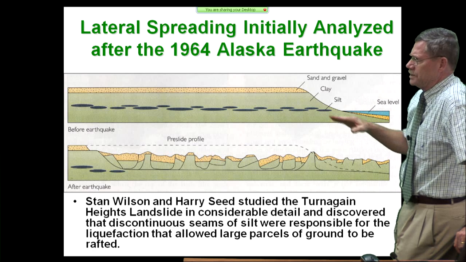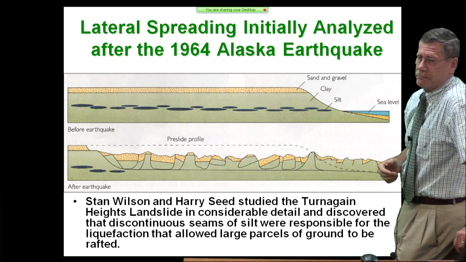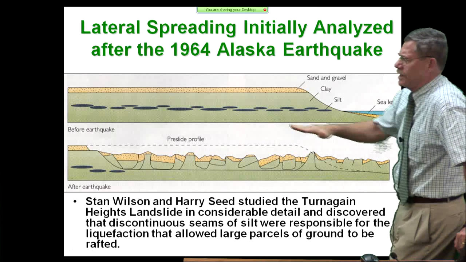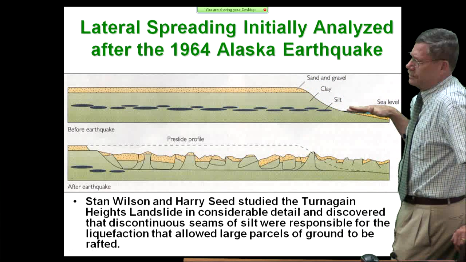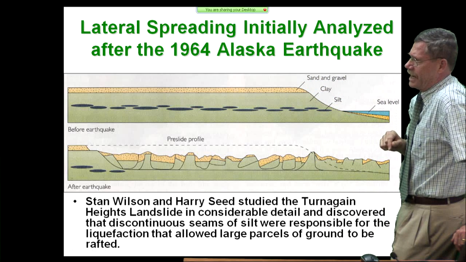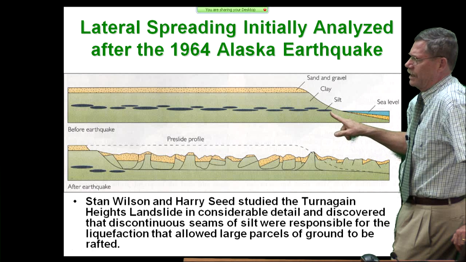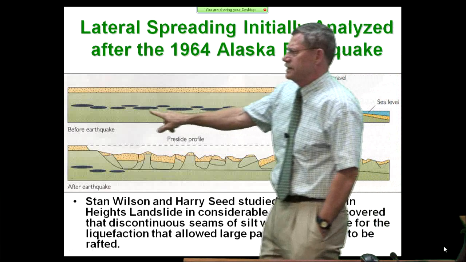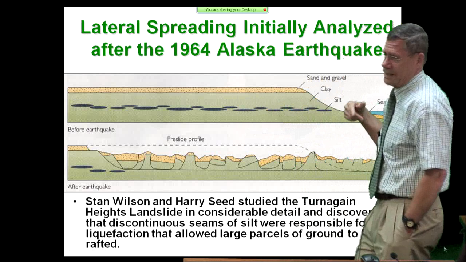And here we saw enormous tracts of land, up to a cubic mile of material that failed in various blocks that slid into oceanic areas and sounds. This is Bootlegger Cove, and it actually slid on a sensitive silt, a discontinuous layer of sensitive silt. This is the Turnagain Heights failure, the one you see the big picture of outside my office.